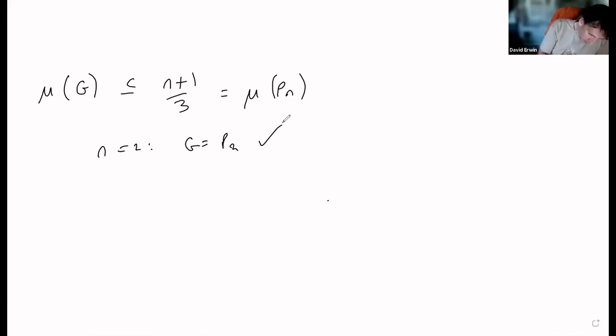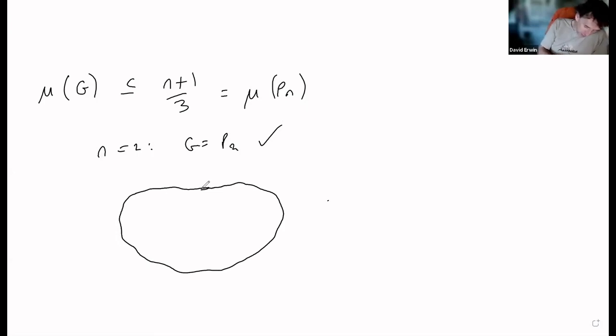So assume the result is true for graphs of order n minus 1 or less, and then we've got a graph of order n. So there's our graph of order n. It doesn't look like a graph, but it is. So I'll draw some vertices and so on and so forth.